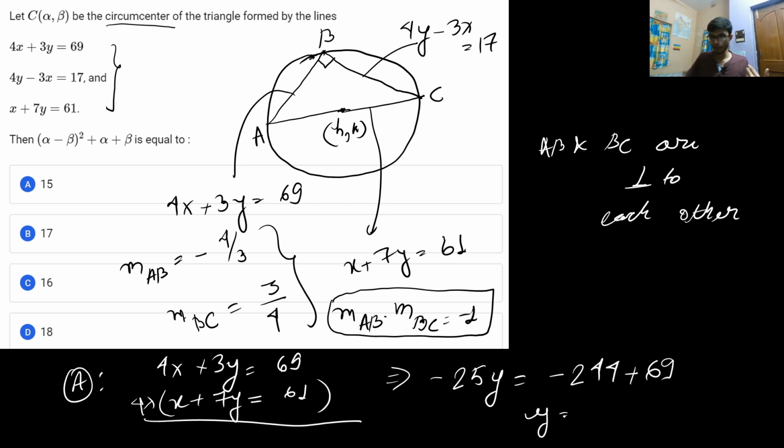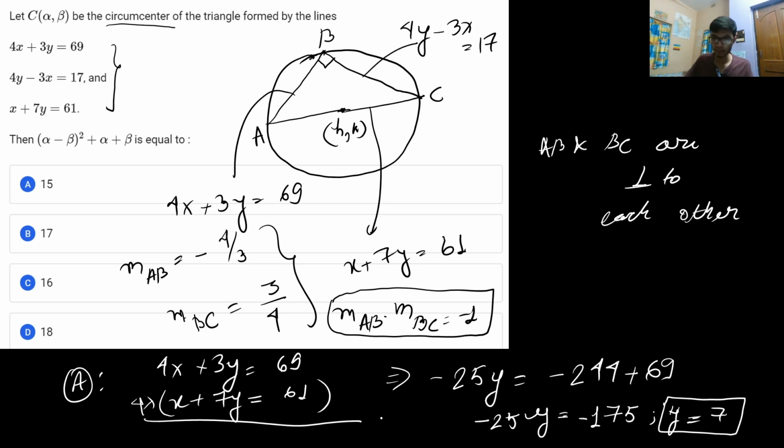So from here you solve for y. Minus 25y is equal to minus 175, so the value of y is equal to 7.